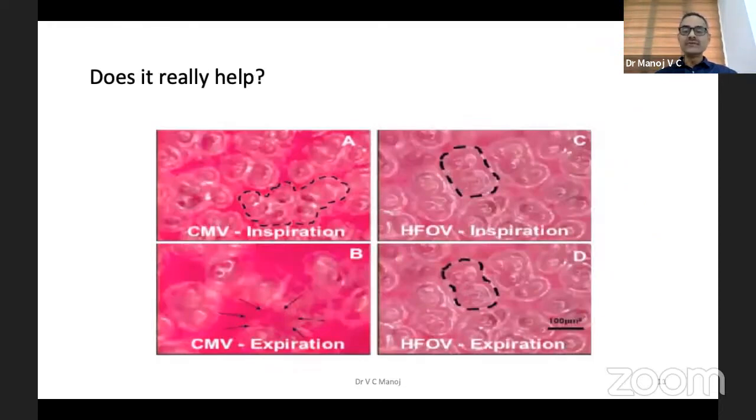And does it really help? Now we know from animal studies, it really opens up the lung and ventilates very well. So the lung can be better recruited with a higher mean airway pressure and then very small rates on top of that.